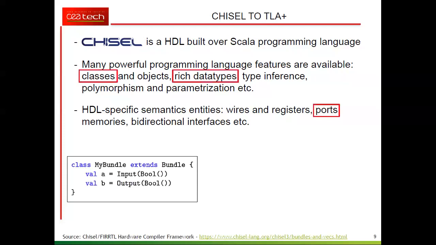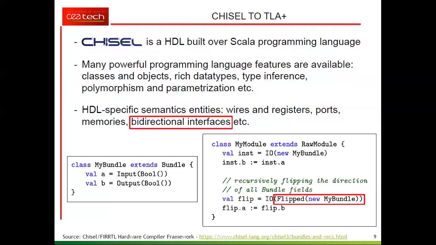So when you look at a particular class or a particular piece of code in Chisel, you'll find notions or semantic notions from both languages. For example, in this example, we have a bundle which has an input A and an output B. And Chisel is even more advanced than this: it provides constructs that will completely flip the behavior I have just explained, using a semantic construct called flipped.